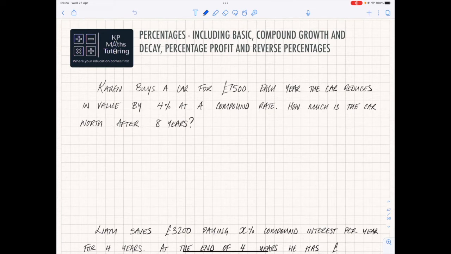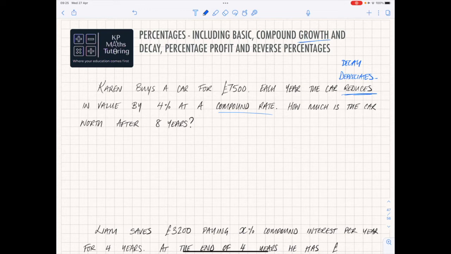So it's now no longer compound growth, because in this question it says Karen buys a car for £7,500. Each year the car reduces. Another word you might see here is depreciates, or you might see the word decay. These all mean going down. Decay, depreciate, or reduces, it's going down in value. So it goes down by 4% every year at a compound rate. How much is the car worth after 8 years?